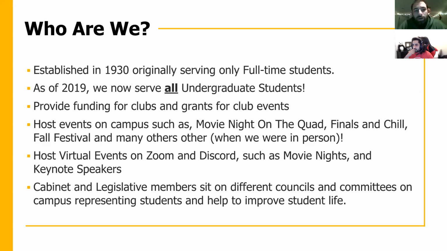Some things that we like to do and have to do is provide funding and grants for clubs. I'm sure many of you are part of clubs. A lot of people on USG have been in clubs before, so they know a little bit about the funding process. Another thing we love to do is host events. Historically, it's always been on-campus social events, such as movie night on the quad, finals and chill, and the fall festival, which we used to call Brooktoberfest. That was a fun event, and hopefully we do more of that in the future.